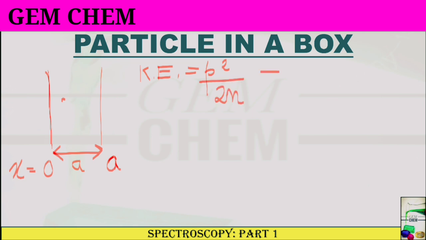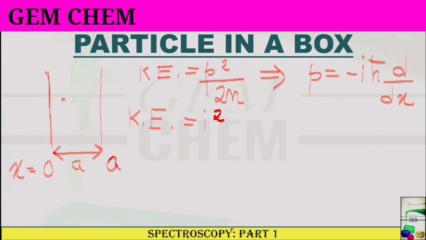And from quantum mechanical treatment and operation, we have obtained p to be equal to minus i h cut d by dx. Here then the kinetic energy operator becomes: i square h cut square by 2m d square by dx square.